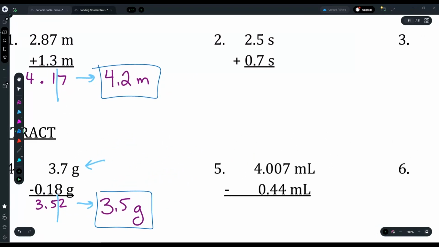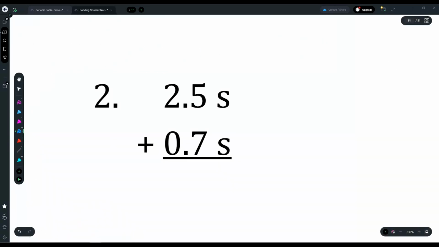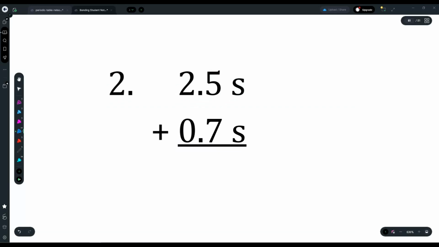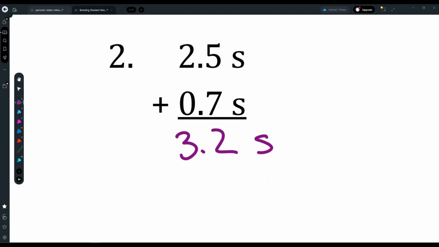Let's do a couple more examples here. I wanted to do one of each first, like one of adding, one of subtracting first before I moved on. With this example here, since both of these values have just one digit after the decimal, it's pretty clear that our answer should just have one digit after the decimal. So if we add these, we get 3.2 seconds, and that's in the proper amount of sigdigs.